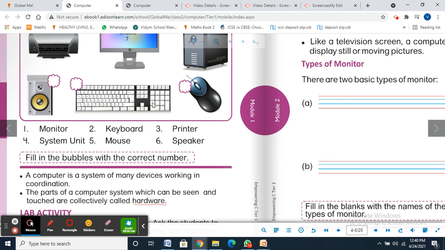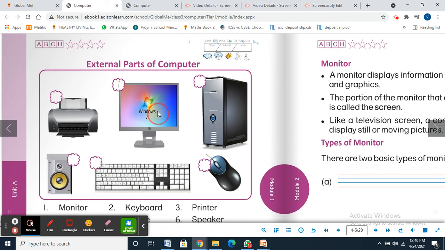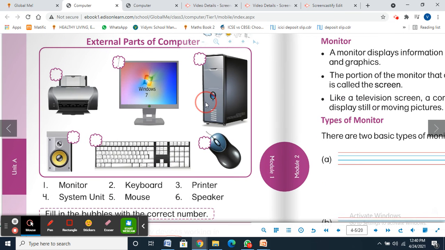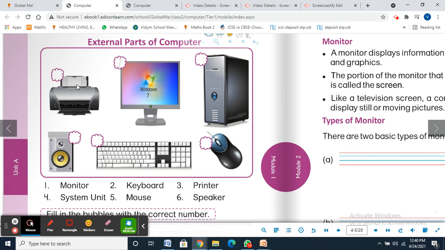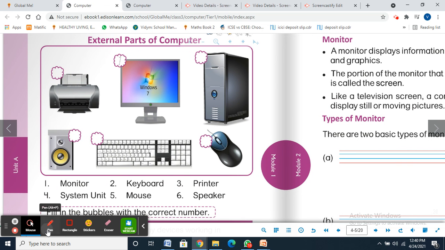Getting this point? So come to page number 4, external parts of computer. You know all these parts. This one is a printer. So you're going to write 3 here, printer is number 3. This is the monitor. Monitor is number 1, so you will put 1 here. You will trace this 1.